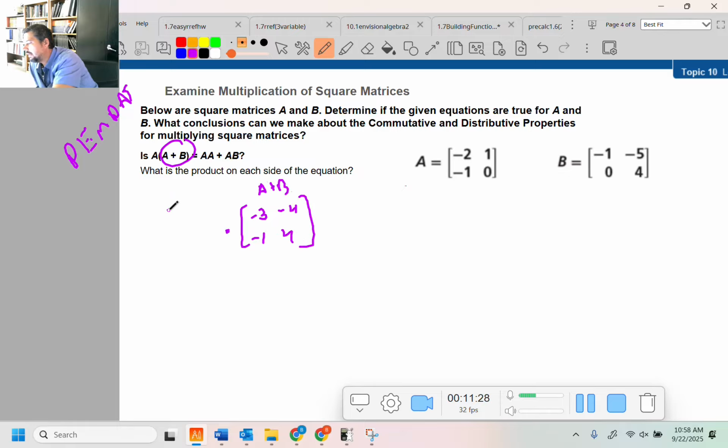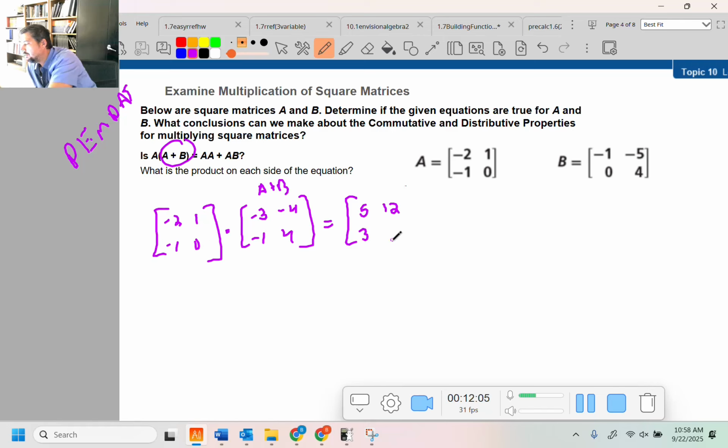I'm supposed to multiply it by A, which is -2, -1, 1, 0. And I'm going to try and do this in my head just to save room on paper. Okay? So a -2 times a -3 is 6. 1 times -1 is -1. 6 plus a -1 is 5. That was row 1, column 1. Now -2 times -4 is 8. Okay? 1 times 4 is 4. 4 plus 8 is 12. Now I'm on row 2, column 1. -1 times -3 is 3. 0 times -1 is 0. I have a 3 when I put them together.